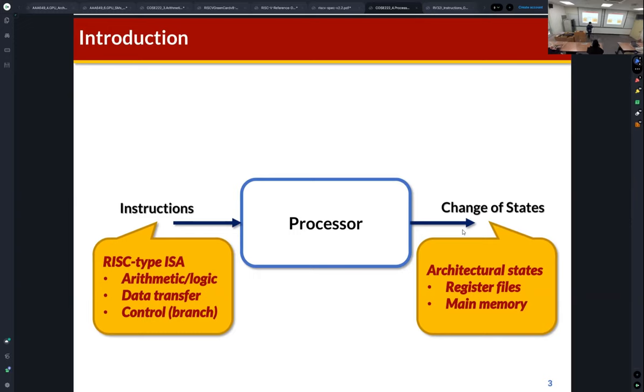So what is the processor? As I explained, the processor is hardware, and the result of an instruction is defined in the instruction set architecture. So the definition of a processor means that if an instruction is given to a processor, then the processor generates the defined result. Which means that the processor changes the data in the register file and the memory, right?